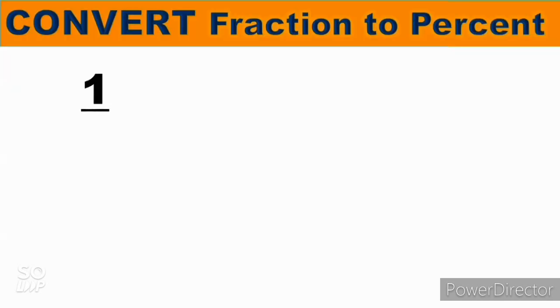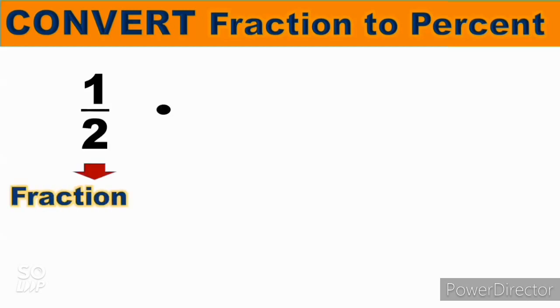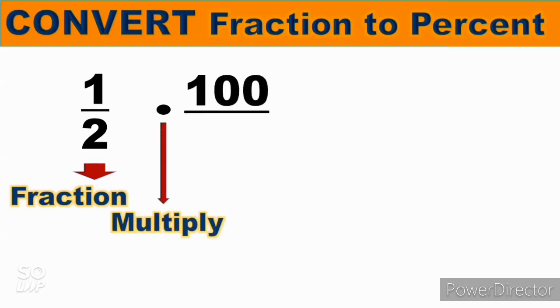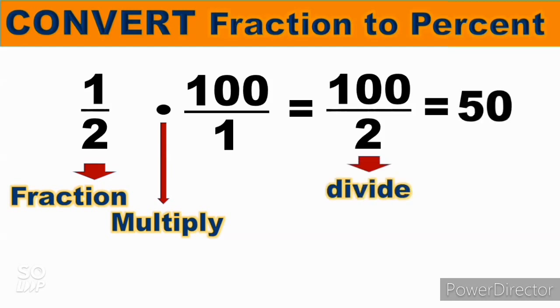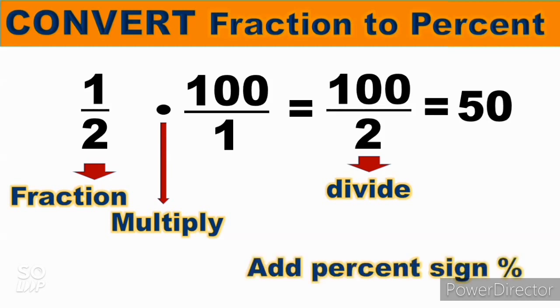Okay, next, this is how to convert fraction to percent. Okay, so we have 1/2. 1/2 is a fraction. To convert to percent, we're going to multiply it by 100. Okay, so the denominator of 100 is 1. Then, we multiply the numerator. 1 times 100 is 100. And denominator, 2 times 1 is 2. Okay, 100 divided by 2, the answer is 50. And then we're going to add percent sign. So now we have 50%. Okay, 1/2 is equivalent to 50%.